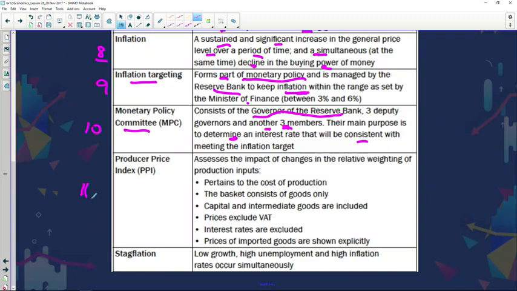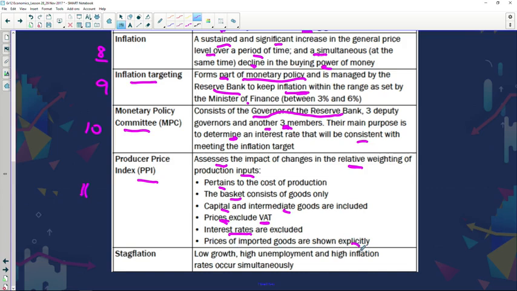And then we move on, and now we look at the Producer Price Index, which is the PPI. We did look at that during our previous lesson, but let's just recap on that. So it assesses the impact of changes in the relative weighting of production inputs. So it pertains to the cost of production. The basket consists of goods only, and then we have the capital and intermediate goods that are included. And remember, on our previous point, we said that they were not included. And then prices exclude value-added tax, and also the interest rates are excluded. Prices of imported goods are shown explicitly.